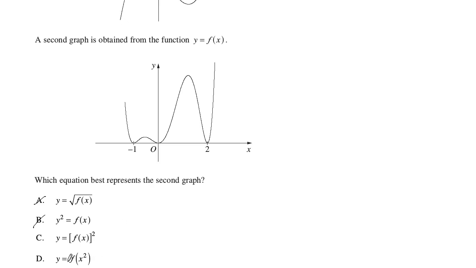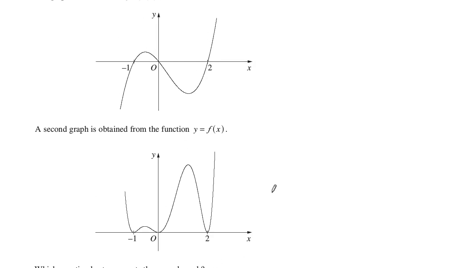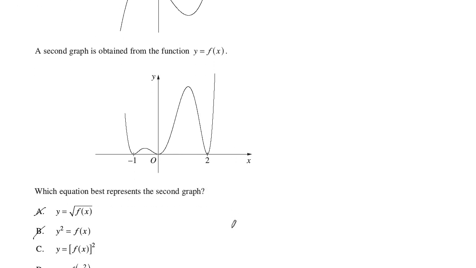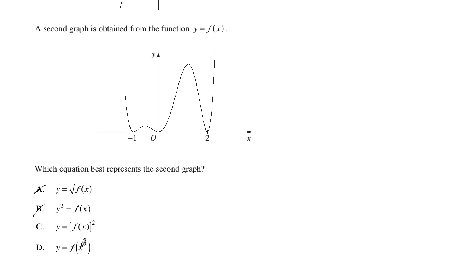And let's have a look at D. So f of x squared. The problem with that one is that that would mess with the x values. So you can see these, the zeros of the graph, where x equals 2, that would shift. So you wouldn't expect to have a 0 also at 2 here. It would actually be at root 2 if we were doing f of x squared. So it can't be D, it's got to be C.